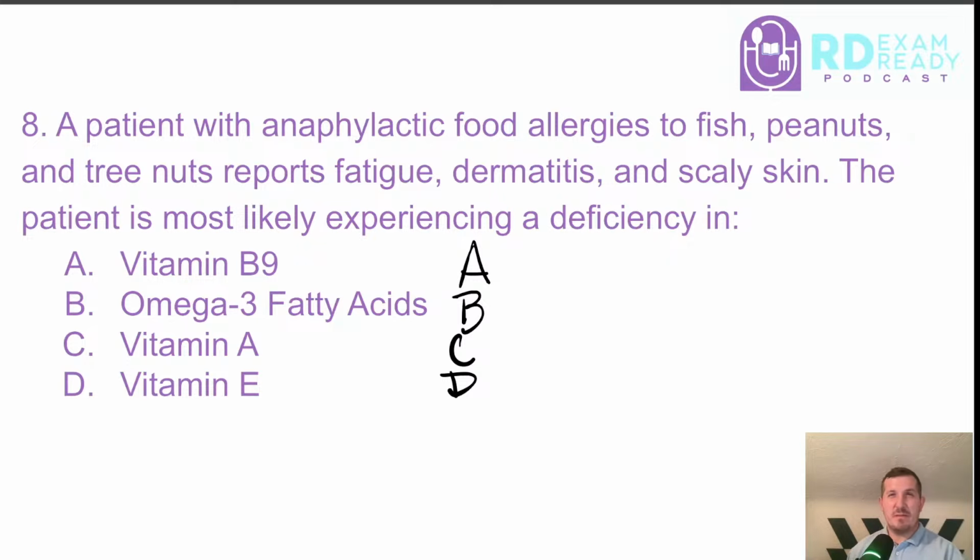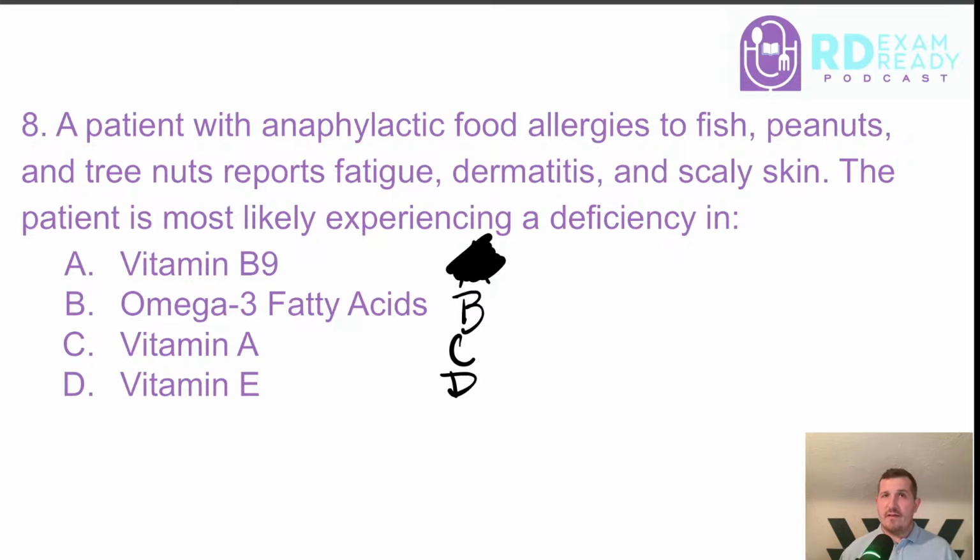For A, vitamin B9, which would be folate. Hmm. Folate, what type of deficiencies do we think of? Do we think of fatigue and dermatitis and scaly skin? I don't. I kind of more think of pregnant women. I think of spina bifida, neural tube defects. Maybe the fatigue could fit pretty well there too. But vitamin B9 folate, I really don't think of as dermatitis. It doesn't come to my mind. And like I said, I'm not going to pick what I don't know. So I'm going to get rid of A in this case.